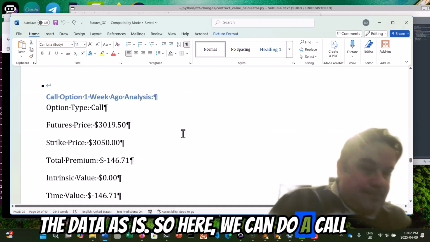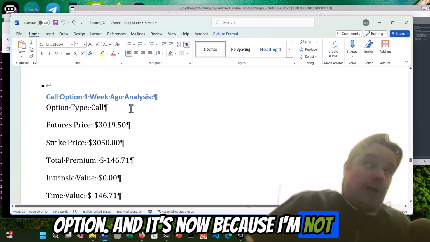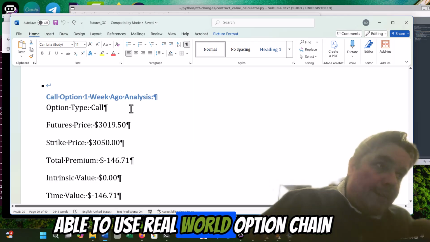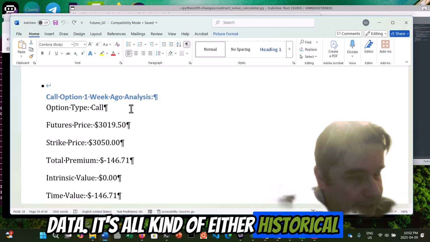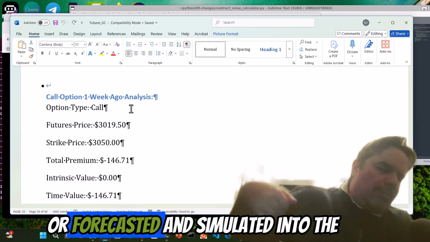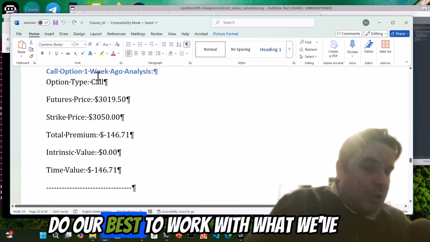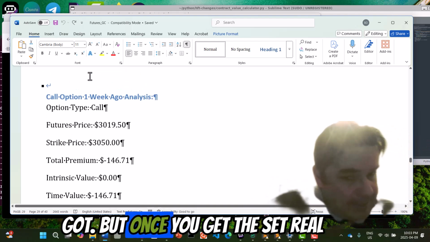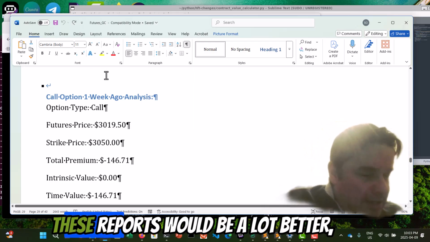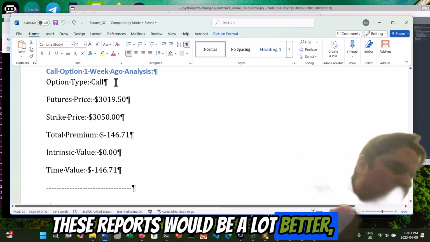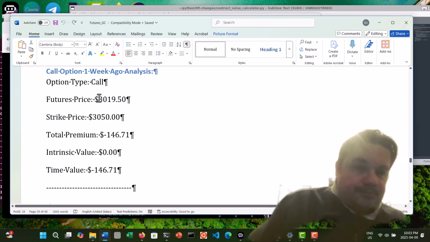So here we can do a call option, and because I'm not able to use real world option chain data, it's all either historical or forecasted and simulated into the future. So a lot of this is wonky. We try to do our best to work with what we've got, but once you get, as I said, real world option chain data for futures, these reports would be a lot better, higher quality, and more valuable as well.